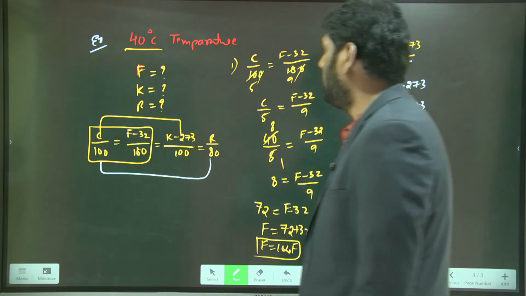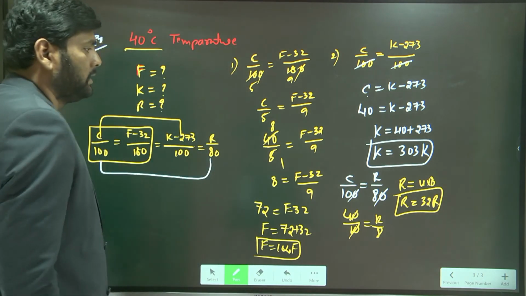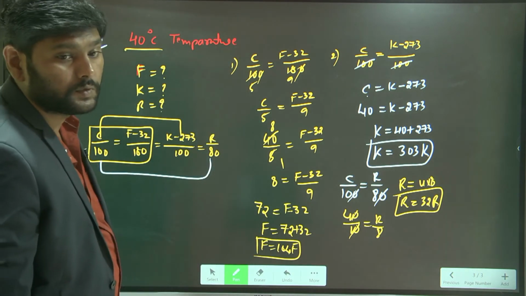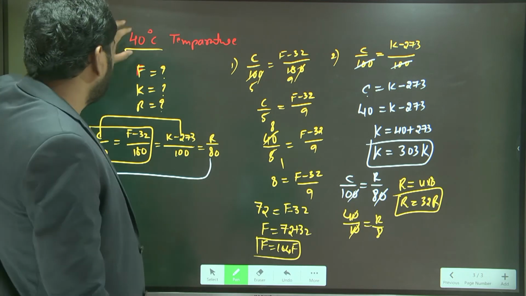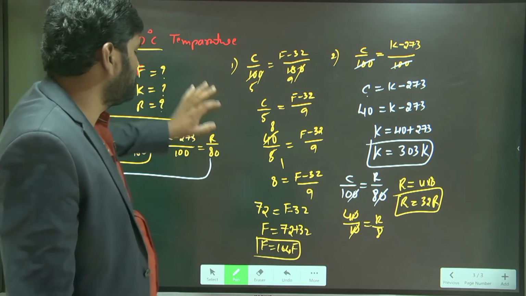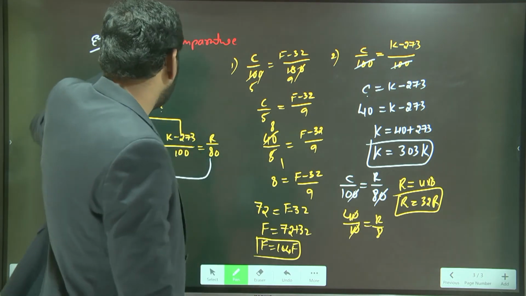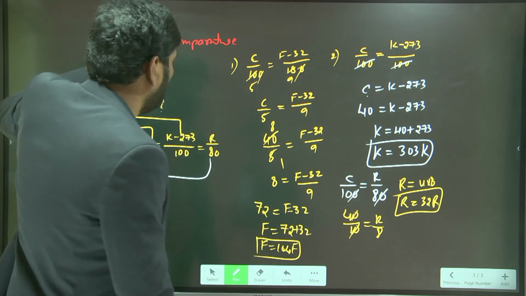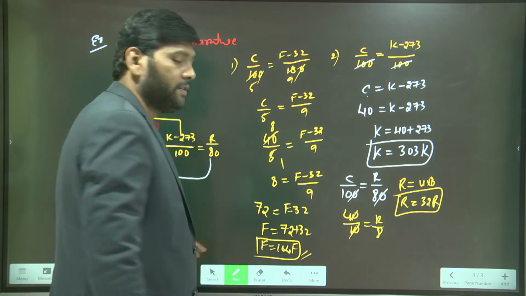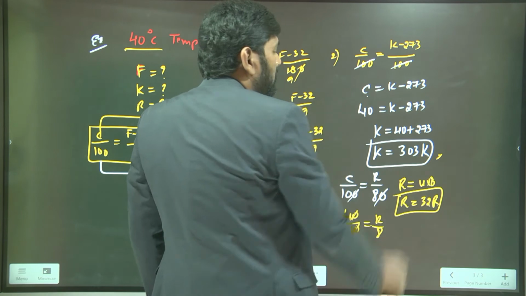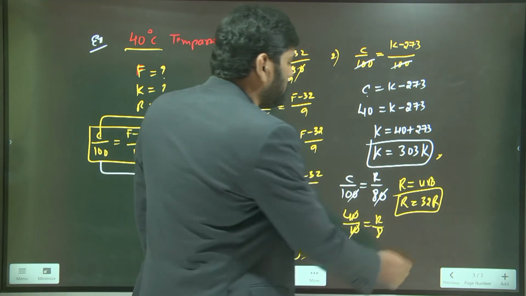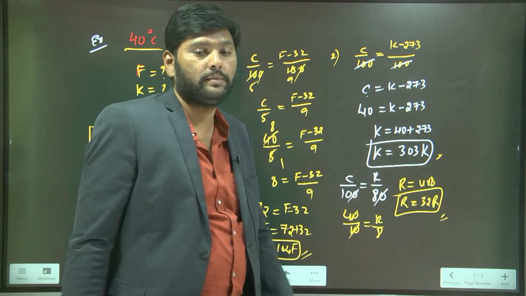The same 40 degrees Celsius is 32 Raman, not degrees, 32 Raman. Here, the same 40 degrees on the Celsius scale is 104 Fahrenheit on the Fahrenheit scale. This in Kelvin is 303 Kelvin. The same way in Raman, it is 32 Raman.